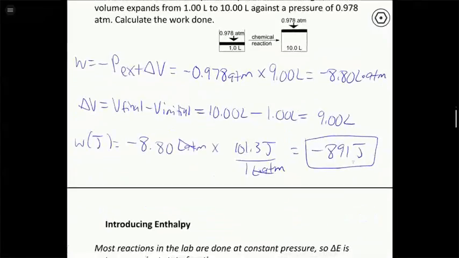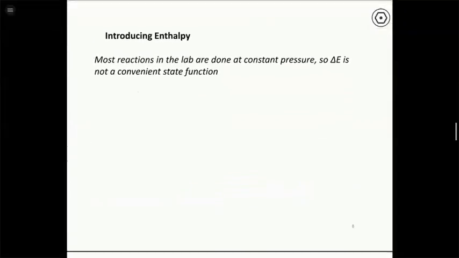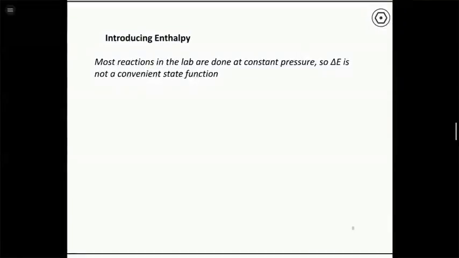All right, so that's expansion work. Now we're going to introduce a new topic, a new state function called enthalpy. The idea here is that, as we saw, if we want to measure delta E for any process, we need to measure the heat and the work. So we have to measure two processes.